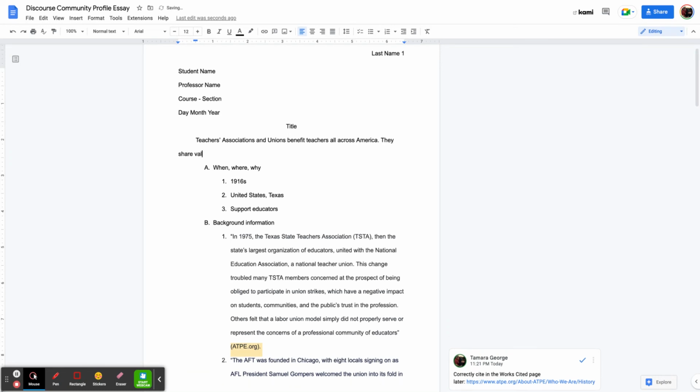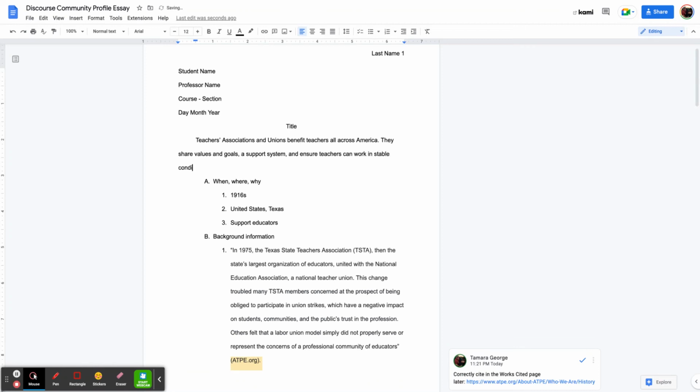They share values and goals, a support system, and ensure teachers can work in stable conditions despite everyday challenges they face in their careers. This is what I'm thinking, right?